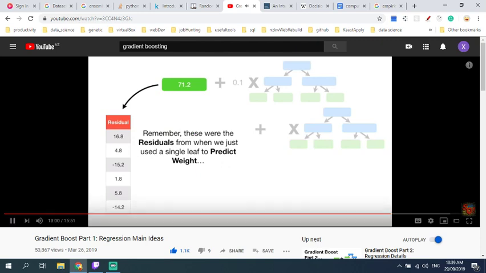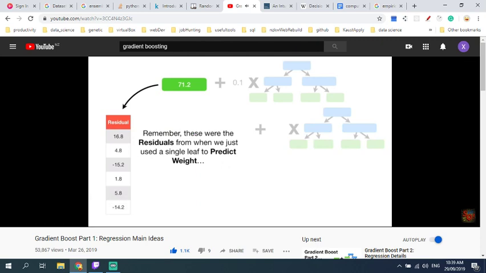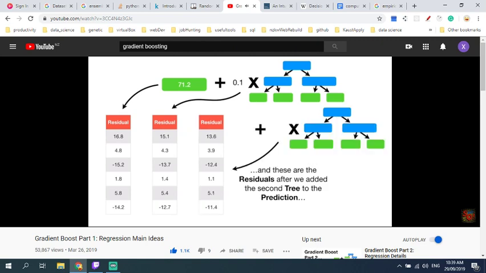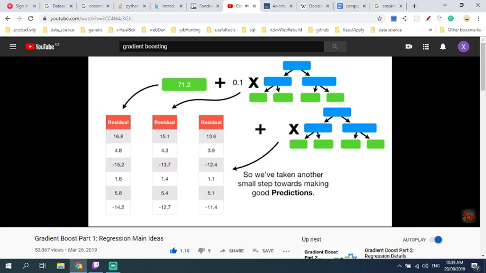Remember, these were the residuals from when we just used a single leaf to predict weight. And these were the residuals after we added the first tree to the prediction. And these are the residuals after we added the second tree to the prediction. Each time we add a tree to the prediction, the residuals get smaller. So we've taken another small step towards making good predictions.